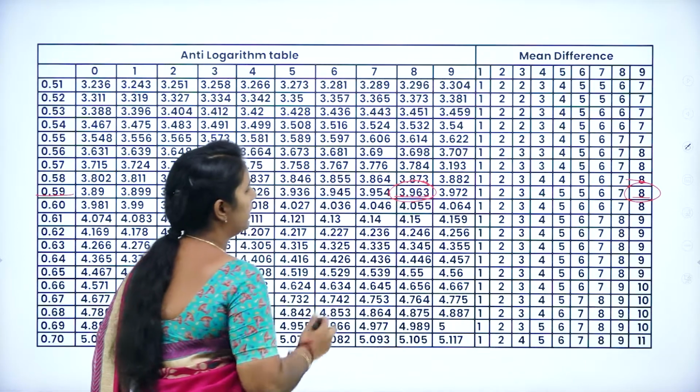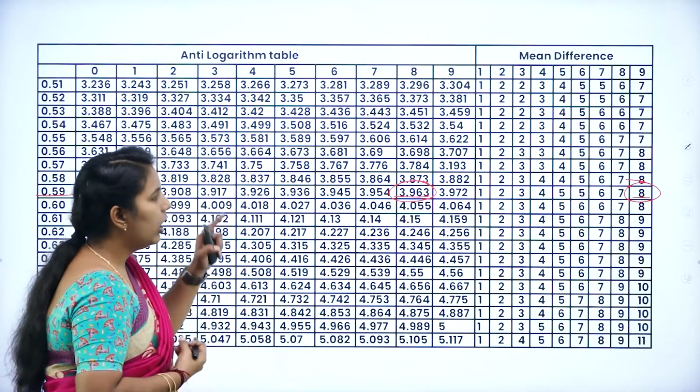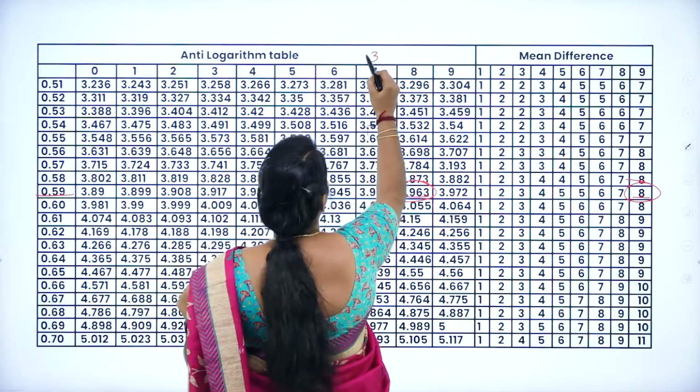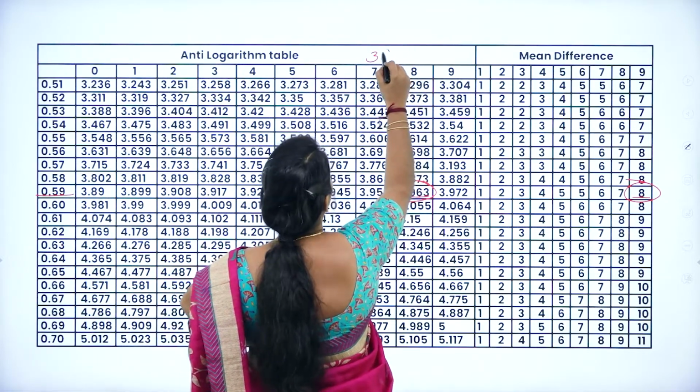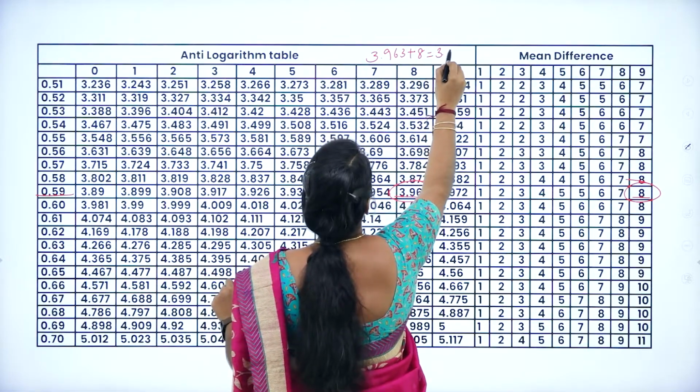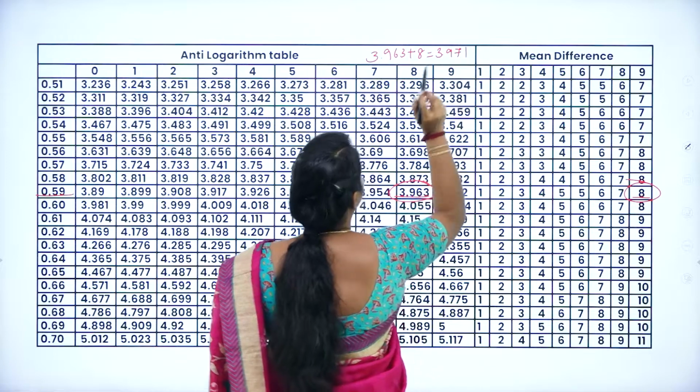Now, after obtaining 3.963, you have to add the 8 for that. You will get 3.963 plus 8, you will get 3.971.